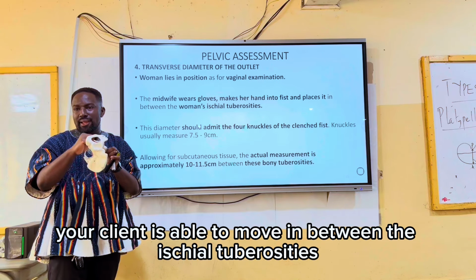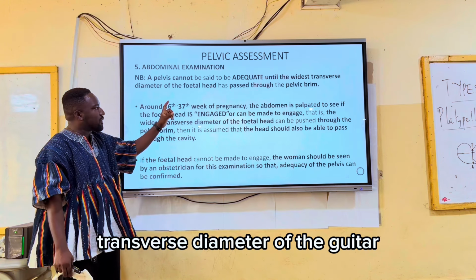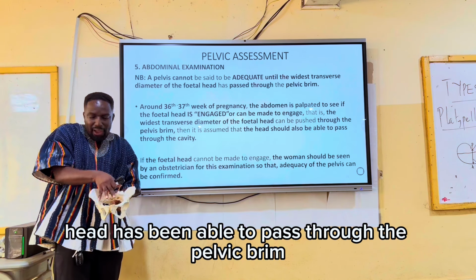Abdominal examination. This is very key for us to know that a pelvis cannot be said to be adequate until the widest transverse diameter of the fetal head has been able to pass through the pelvic brim.